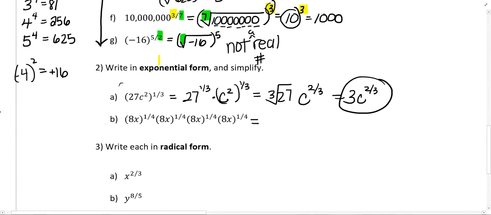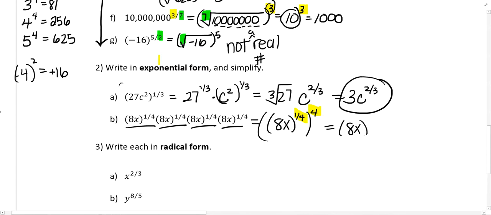Here, this is a little weird. We've got 8x to the 1/4 power, and you'll notice it's multiplying by itself 4 times. So what if we wrote it as 8x to the 1/4 power to the 4th power? So then we have a power to a power rule. 1/4 times 4 is 1. So 8x to the 1st power will be just 8x.